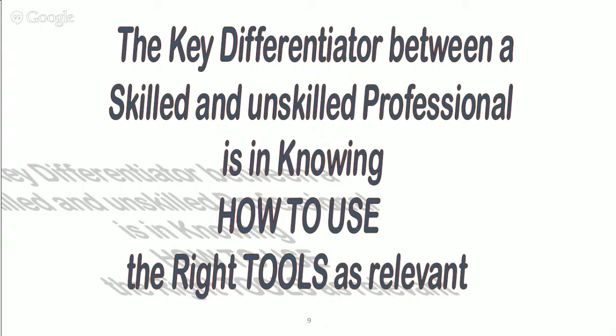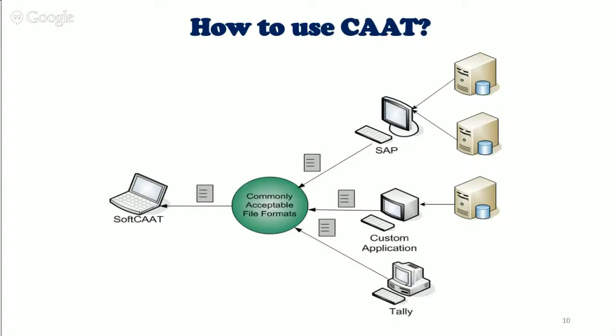So it's important that you know what the different types of tools and techniques are for performing analysis of electronic data. This gives you an overview of how to use CAAT. If you look at this slide, you have the client data, which is in a different environment. It could be in SAP, or in a custom-made application, or in Tally. Now, most software has an export format through which you can export the data to well-recognized formats such as Excel or text formats.